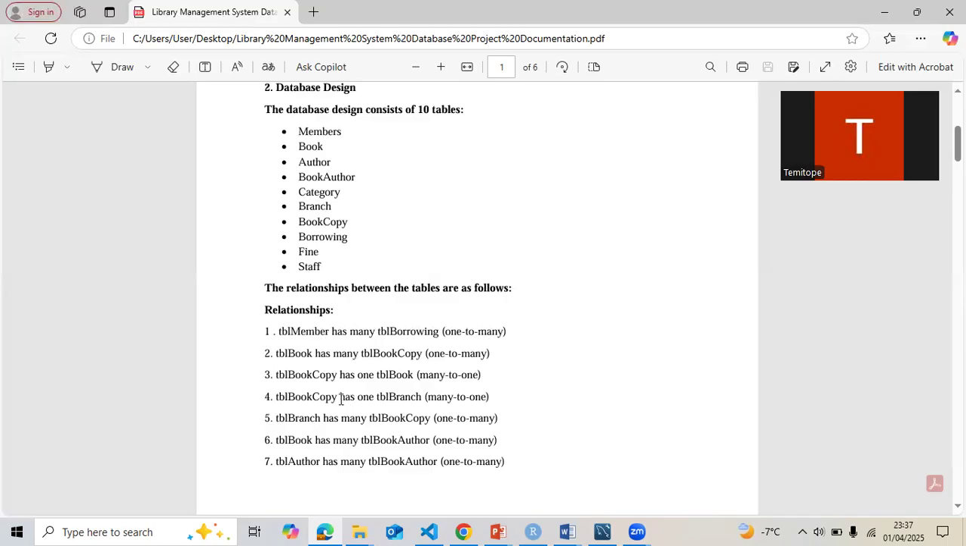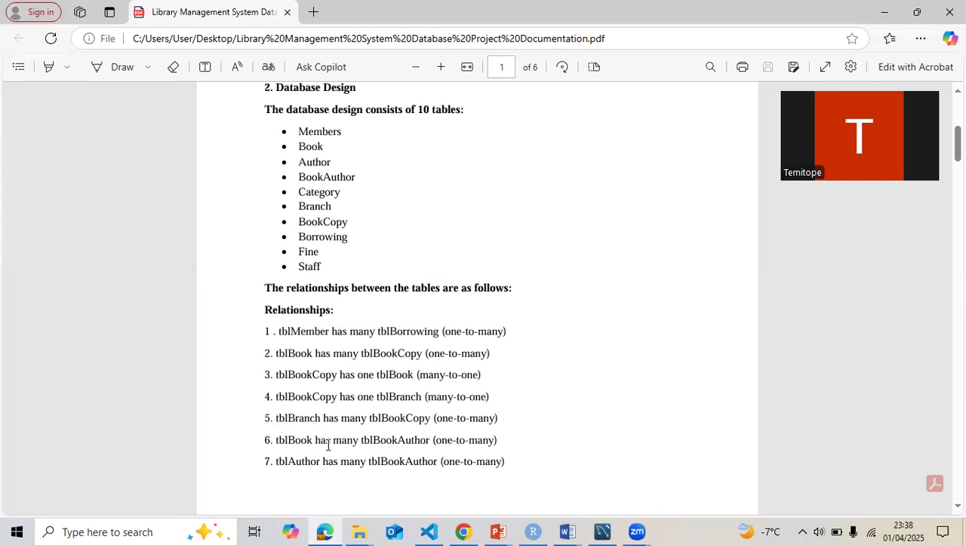Then the next one is book copy has a many-to-one relationship with branch. Of course, there might be so many book copies in a particular branch of a library. Let's say there is a branch of our library in the downtown. We can have 500 copies of a particular book in that branch. So that is a many-to-one relationship. So branch has a one-to-many relationship. A particular branch might have several copies of a particular book. So that's a one-to-many relationship.